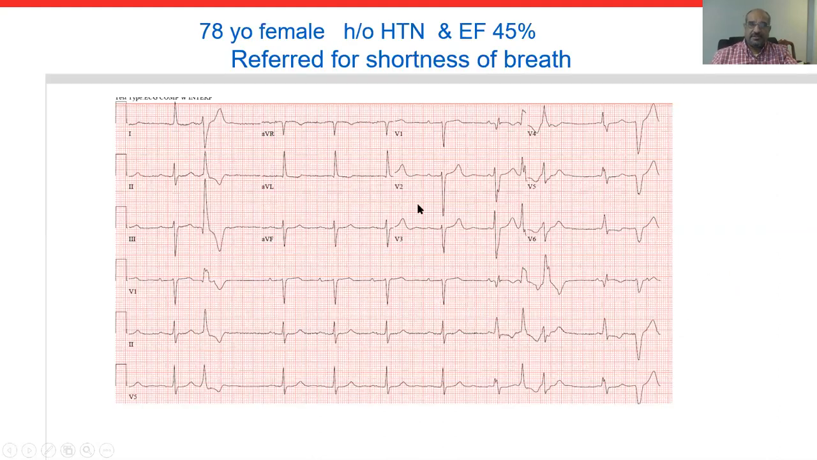TTR. This is another case, a 78-year-old female with a history of hypertension, ejection fraction 45%, referred for shortness of breath. As you can see, there are multiple arrhythmias, and also, I think, a wide QRS due to conduction abnormality. It is not typical for left bundle or right bundle, so it is an interventricular conduction delay.